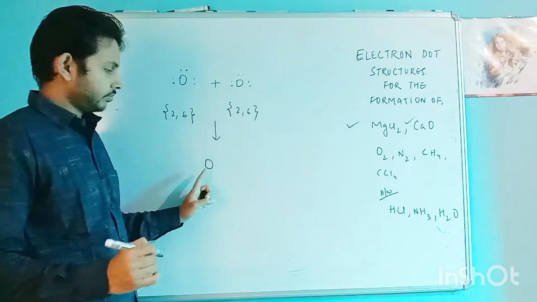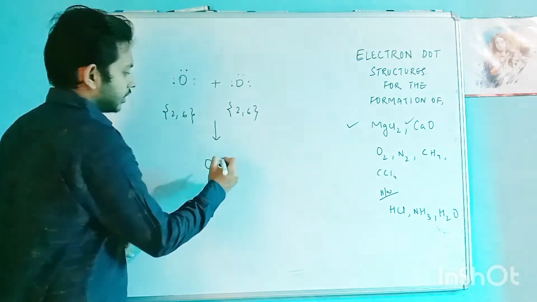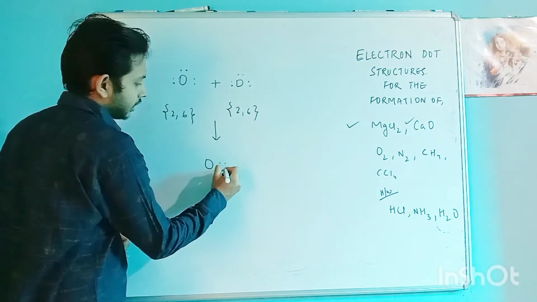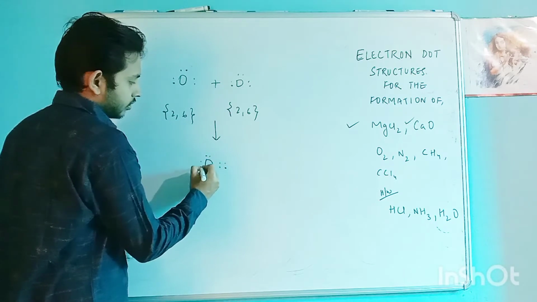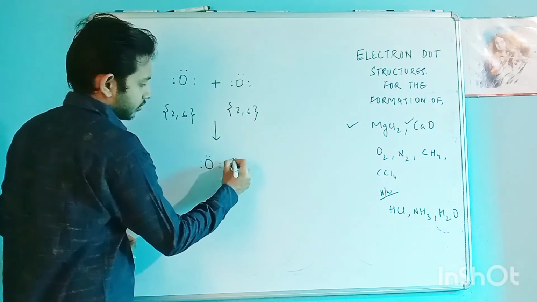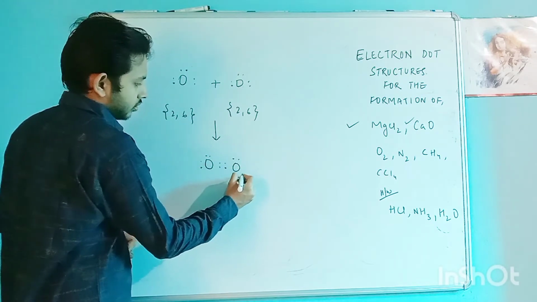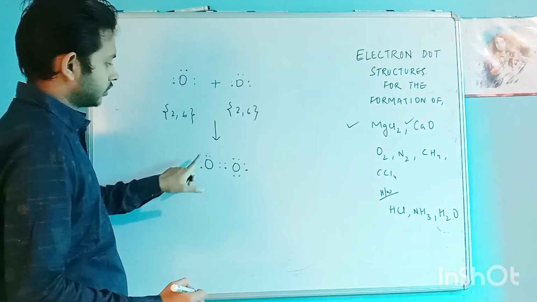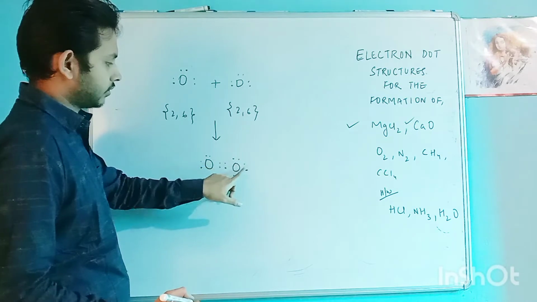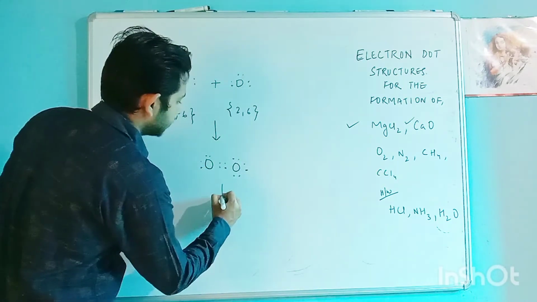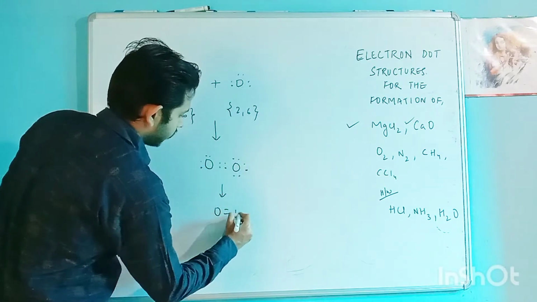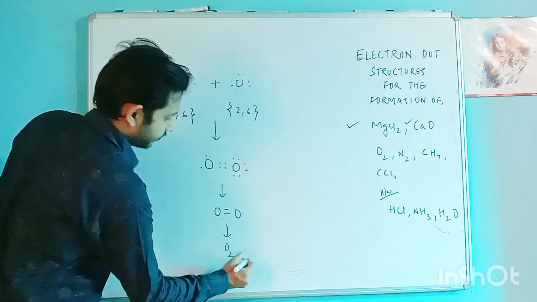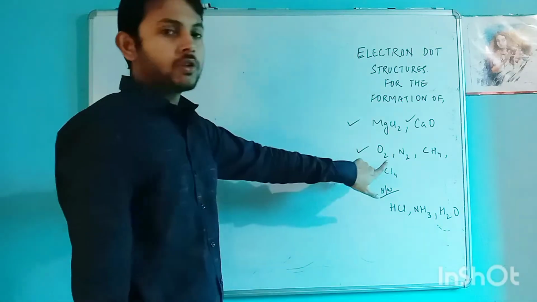So here I am writing oxygen. You have to write like this. So now both the oxygens have 8 electrons. 1, 2, 3, 4, 5, 6, 7, 8. Or we can write like this, O double bond O, or O2. Okay. So oxygen is done.